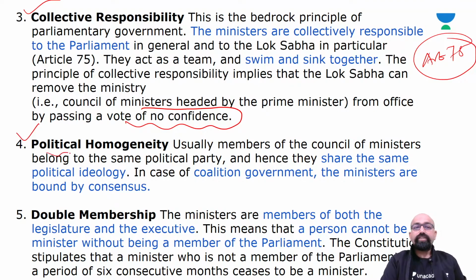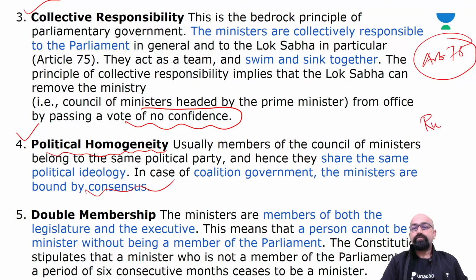Next, political homogeneity, which means members of the Council of Ministers belong to the same political party and hence share the same political ideology. But in case of a coalition government, the ministers are bound by consensus.